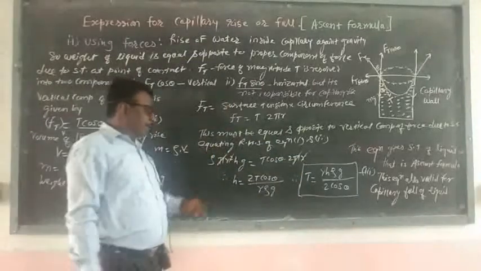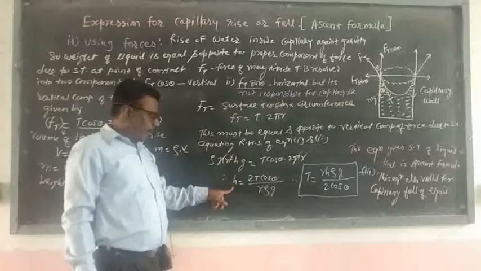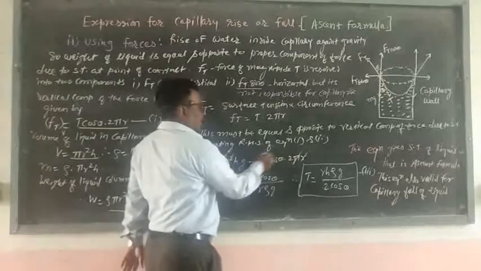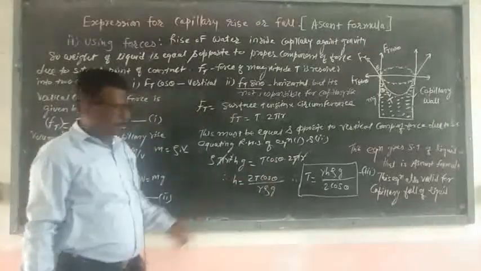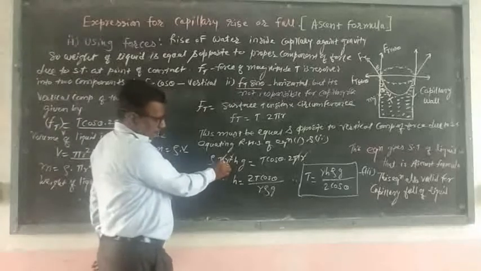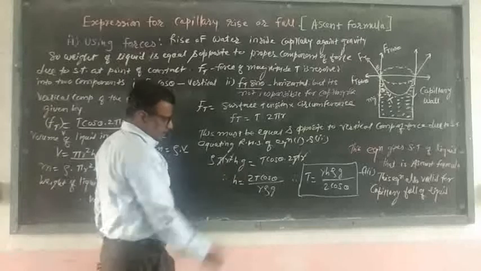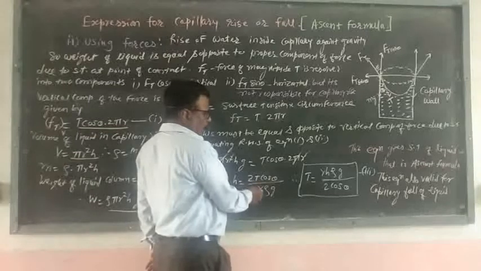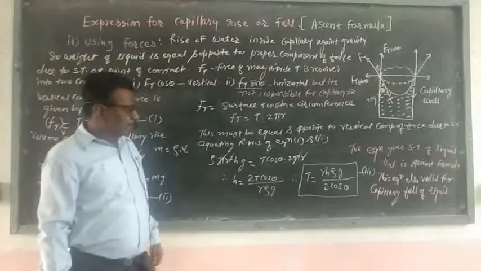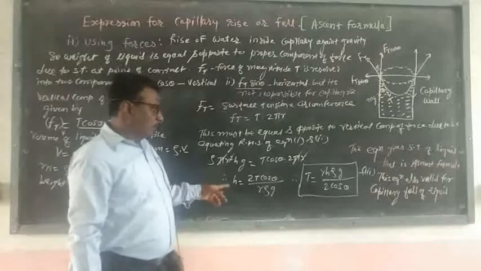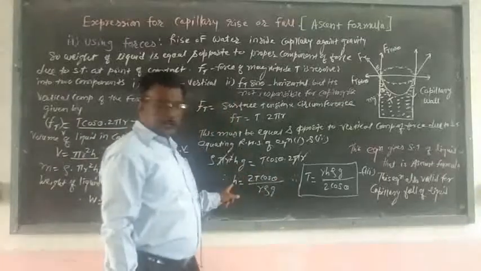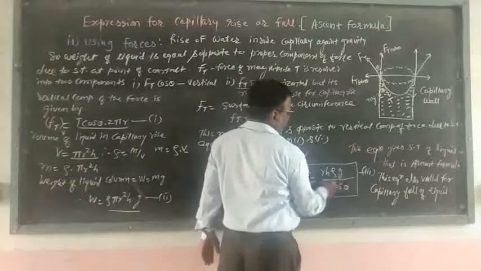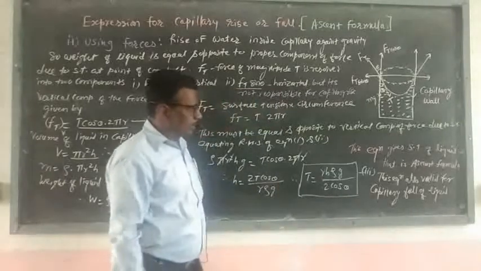From that, when we rearrange this equation, we get the formula for height of rise or fall of liquid: h equal to 2T cos theta divided by, here one r is remaining, r rho g. So we got the formula h equal to 2T cos theta divided by r rho g. From this formula we calculate surface tension. Rearranging this term and cross multiplying, we get T equal to r h rho g divided by 2 cos theta. This is equation number 3.